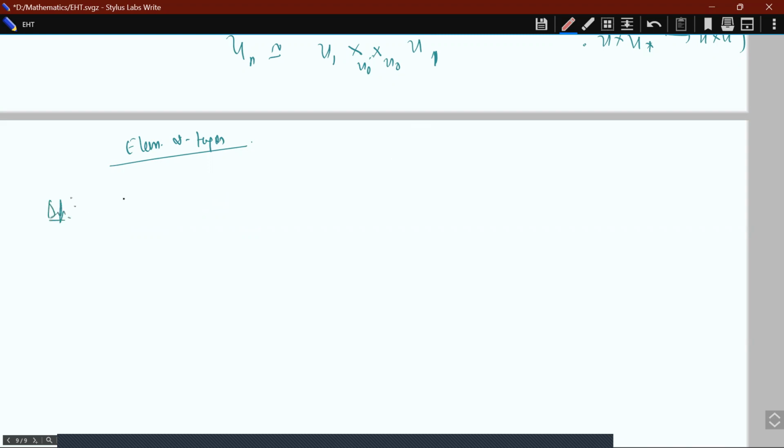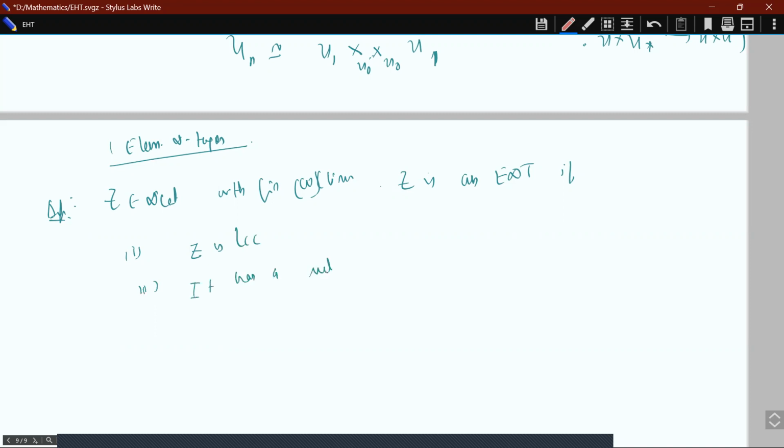So first, coming to the definition, the way we think about it. Again, Z is an infinity category with finite limits and colimits. So Z is an elementary infinity topos. Z is locally Cartesian closed. So it has a subobject classifier, but that's not it. There's another condition that we have.